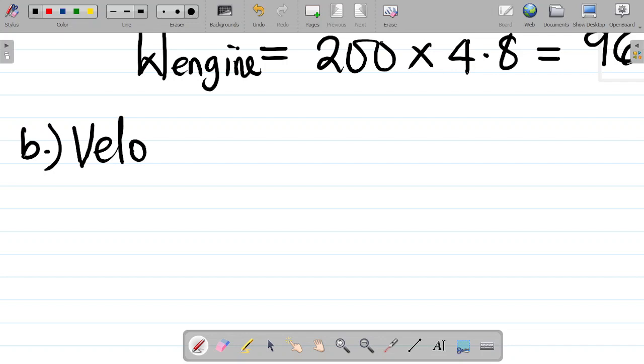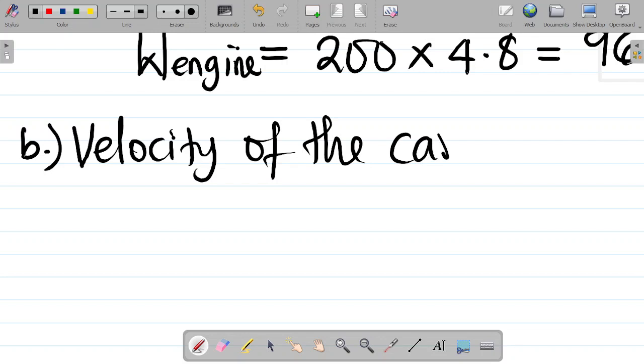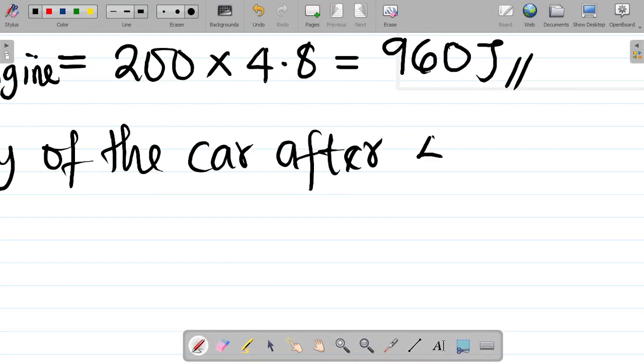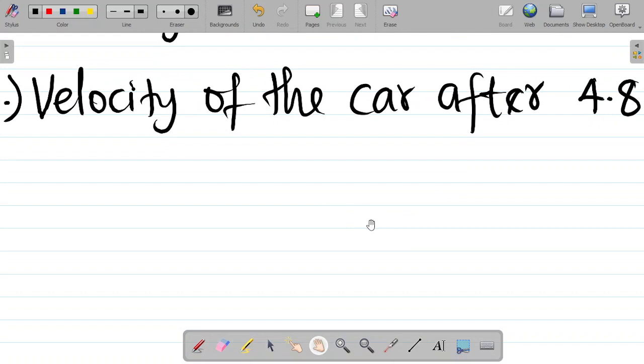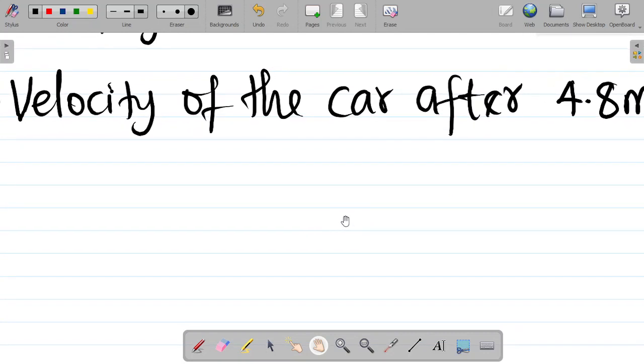Velocity of the car after moving 4.8 meters, same thing. Now, how do we find the velocity of the car after moving 4.8 meters? What we use here is called the principle of the conservation of mechanical energy. All right, that's what we use here.